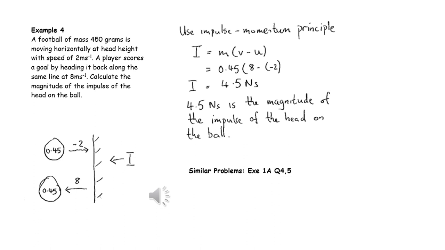Once again, we can use the impulse momentum principle in this example. The impulse will be acting away from the footballer's head, so the velocity after the heading will be positive, but the velocity before the footballer heads the ball will be negative.